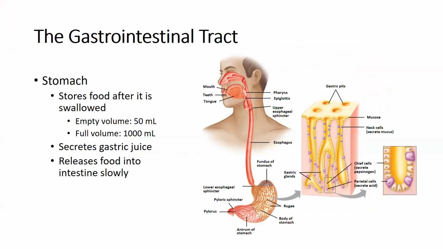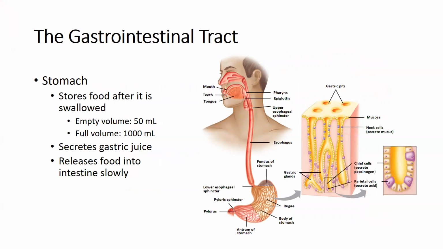Moving on to the stomach, this is a storage area for food after we swallow it, after we start to masticate the food, after we create the semi-solid substance. The stomach can hold about 1,000 milliliters, and it empties down to about 50 milliliters. So the empty volume would be about 50 mLs, and it can distend or stretch to accommodate a much larger volume.